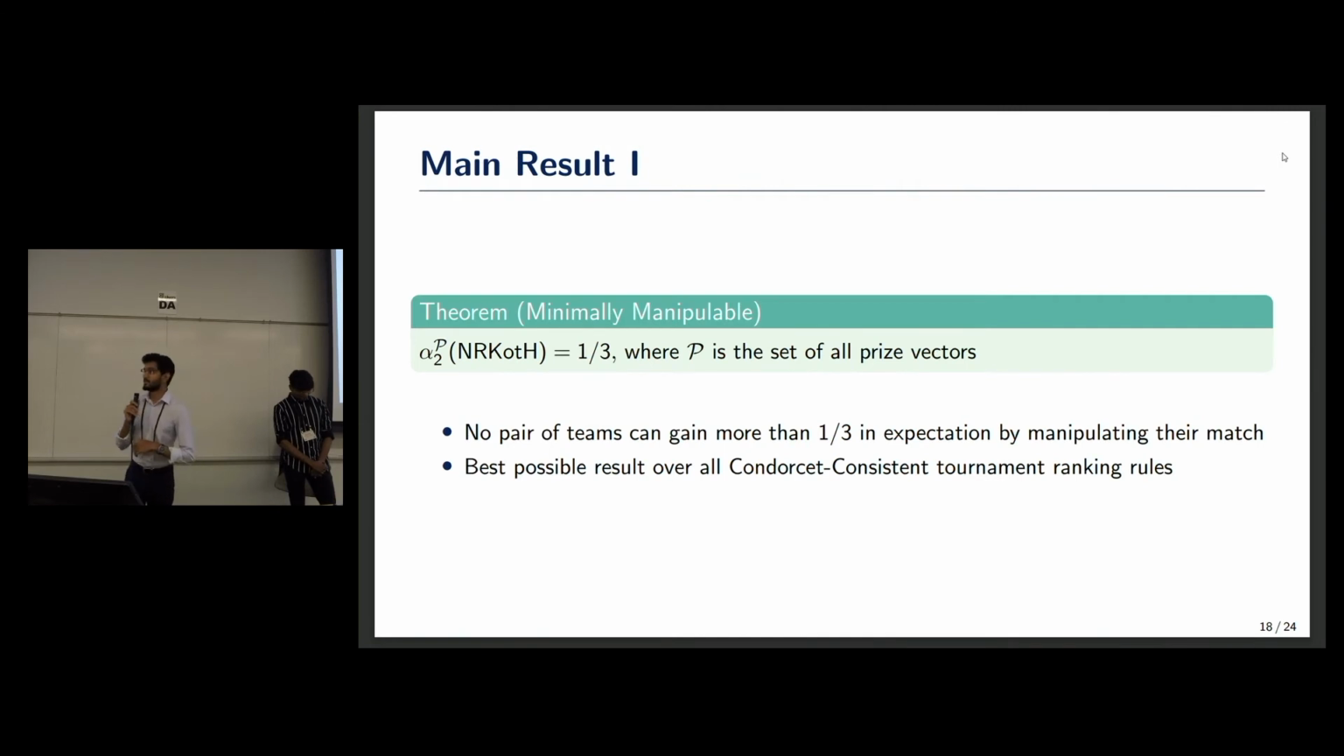So now getting to our main results about this tournament rule itself. We've shown that alpha 2 of NRKOTH for any prize vector is 1/3. So this means that no pair of teams can gain more than 1/3 in expectation by manipulating their match. And again, the units of this 1/3 are because our prize vector is normalized to be between 0 and 1. So we have results previously showing that for the prize vector of 1 followed by a bunch of zeros, any Condorcet consistent tournament rule has this value to be at least 1/3. So now we've extended this bound to all prize vectors, making this the best possible type of this result for all Condorcet consistent tournament ranking rules.